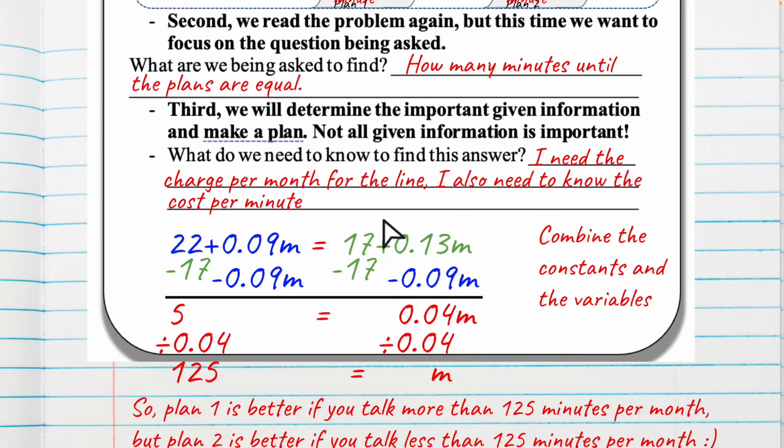But if you plan to talk more than 125 minutes, you're starting a little higher on this one. But then once you get to that point of 125, you're going to start paying less per minute. It doesn't sound like a lot, it's pennies. But if you're on the phone a whole lot, then it might add up pretty darn quickly.